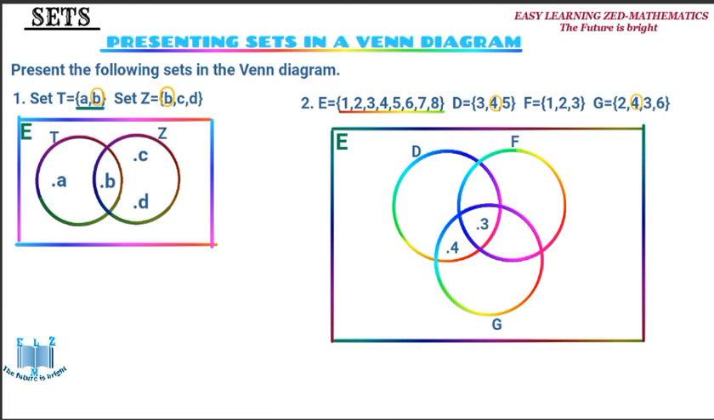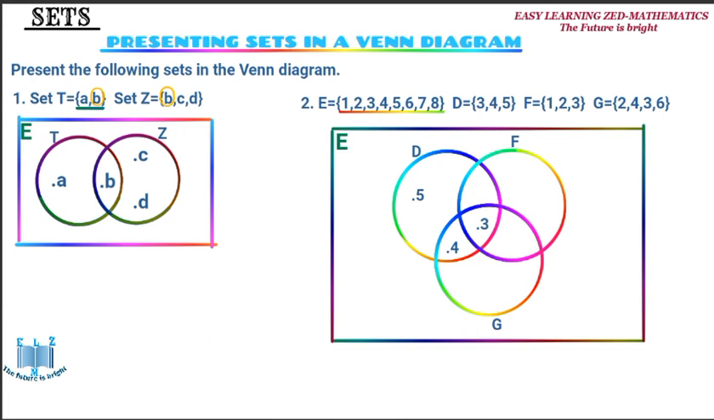Okay, once I've done that, I'm going to go to 5. Is 5 appearing in the other sets as well? You find that 5 is only appearing in set D. 5 is not in set F and G. So therefore 5, we will write it there. Okay, now I've finished entering the elements of set D. The elements of set D have all been entered in their respective places.